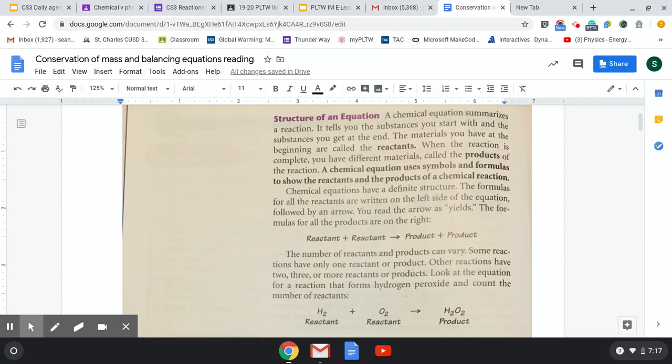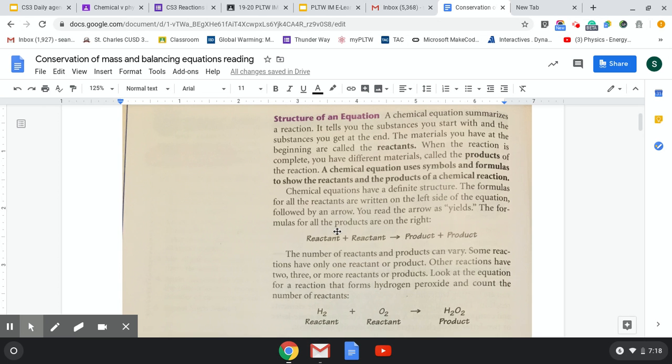All right, this part of the assignment is for the reading. And before I go into the reading and some of the things I would take notes on, I'm going to do a quick recap of the end of the last reading, which is the structure of an equation.